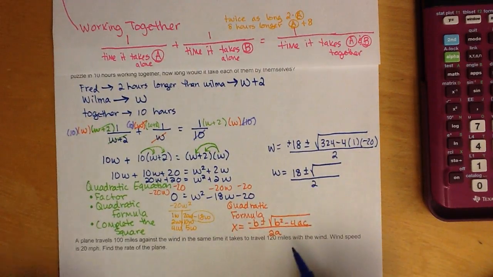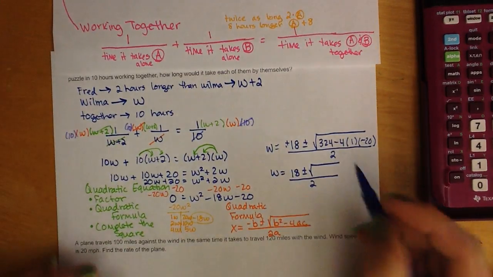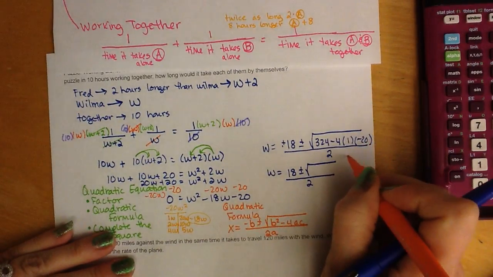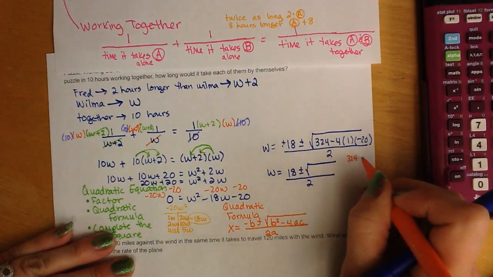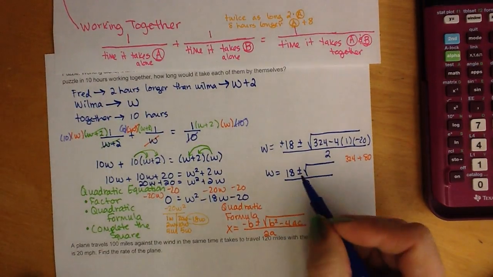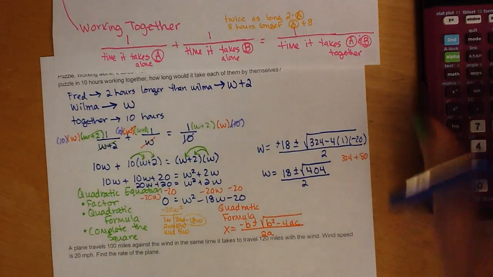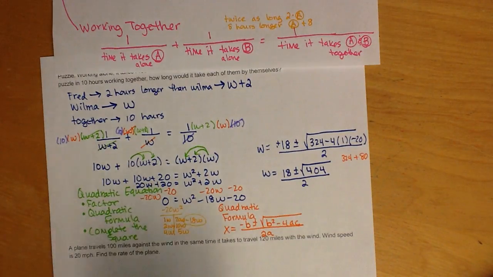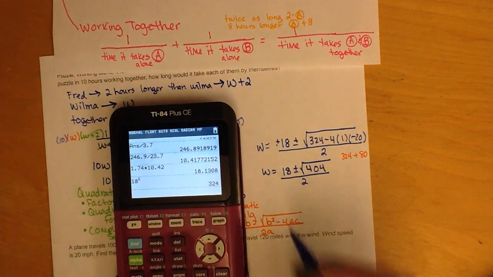square root of something. Well, in that discriminant, it's going to be 324, and then I have negative 4 times negative 20, so plus 80. 324 plus 80 is 404. Now, since this is a story problem, we're not going to worry about simplifying that radical. We're just going to get the two values.